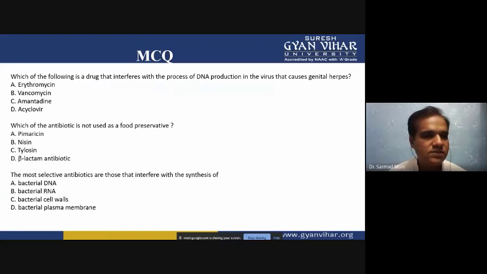Now the next question is: which one of the antibiotics is not used as a food preservative? Option A is pimaricin, option B is nisin, option C is tylosin, option D is beta-lactam antibiotic. You have to select any one correct answer. And the next question: the most selective antibiotics are those that interfere with the synthesis of option A, bacterial DNA, option B, bacterial RNA, option C, bacterial cell wall, option D, bacterial plasma membrane. Then again you have to select the correct answer.